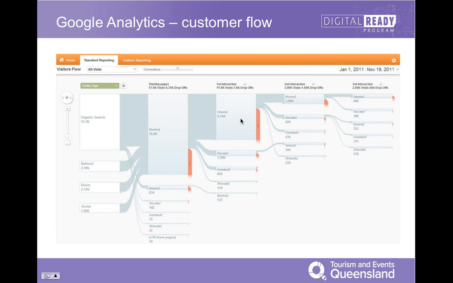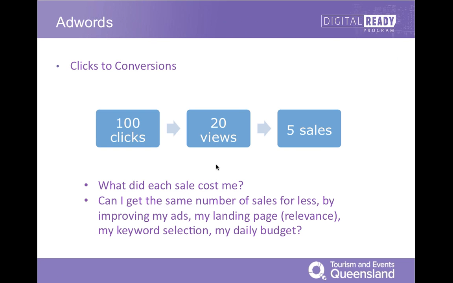And if this is the page with your offer on and people are mostly going here and then buying, that's what you want. On the other hand, if this is the page with your offer on and there's a very big red line which says a lot of people stopped here, then you need to look at the page and think, what's wrong with it? Can people not find it? Is it too hard? Is it broken? That sort of stuff. So again, very important.